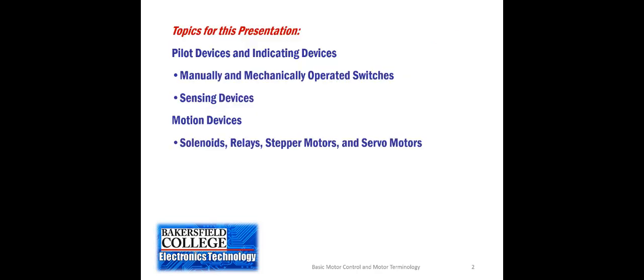Now, there's a couple of different categories of devices that we're going to go through today. We're going to look at pilot devices and indicating devices, and basically what is a pilot device and where does it fit into the control scheme. And then we'll talk about some devices that actually turn electricity into motion. So there's a couple different motor types that we'll touch on, but we will get a lot more information on those two motor types, stepper motors and servo motors, in a later presentation.